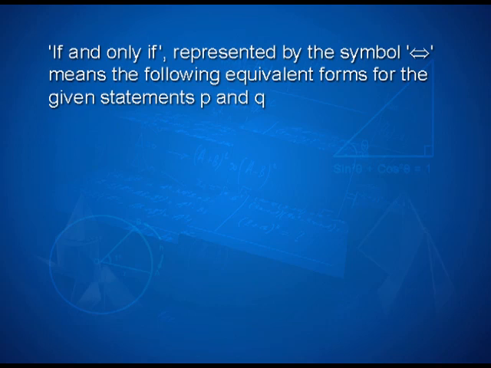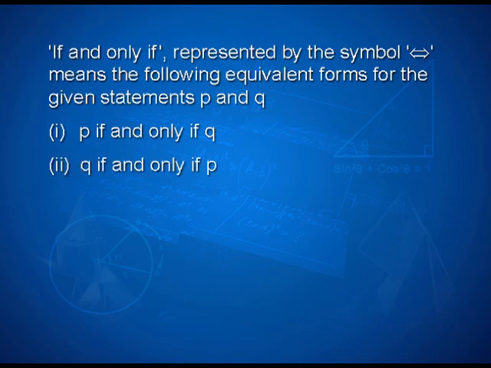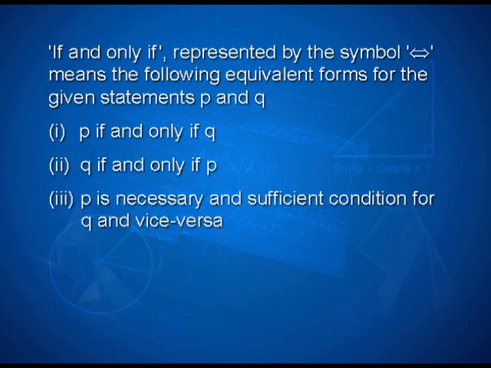Now, let us look into if and only if statements. If and only if, represented by the symbol, means the following equivalent forms for the given statements P and Q. First, P if and only if Q. Second, Q if and only if P. Third, P is necessary and sufficient condition for Q and vice versa. Fourth, P is equivalent to Q.